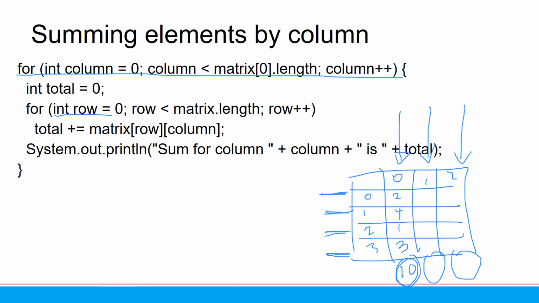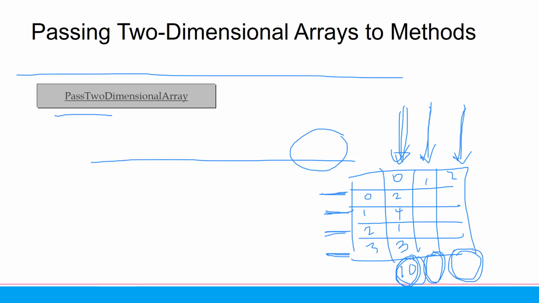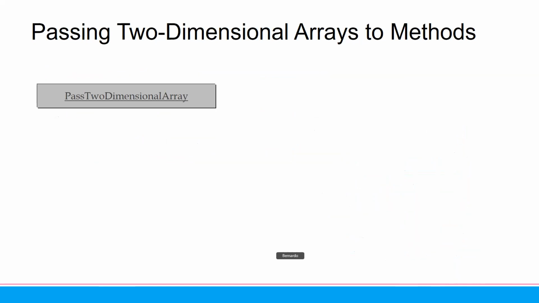And every time you finish one column, then you will print the sum of the column. For example, this is column 0, so for column 0 you will see this one. And then column 1, you will see this one. And column 2, you will see this one. Okay, now let's see how we can do this in Eclipse.